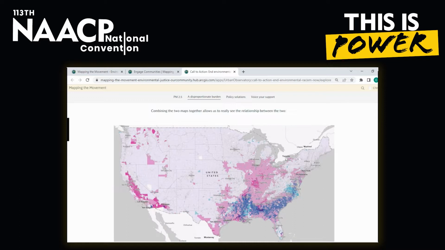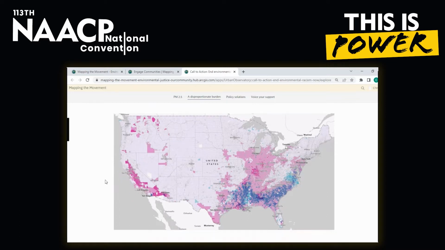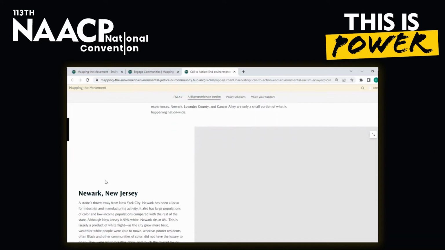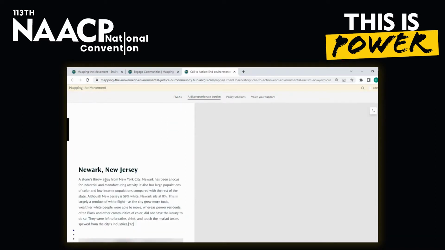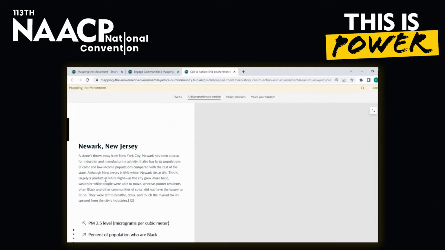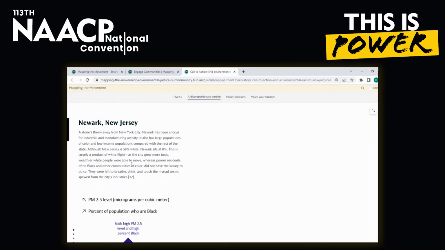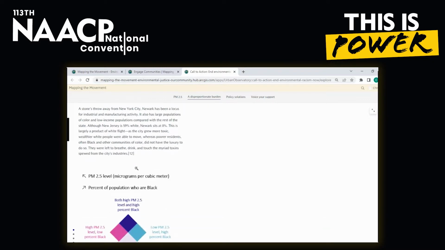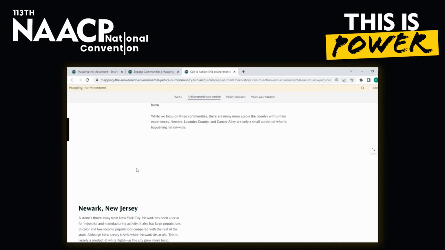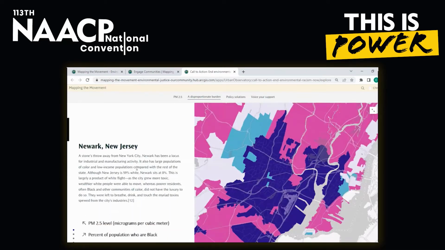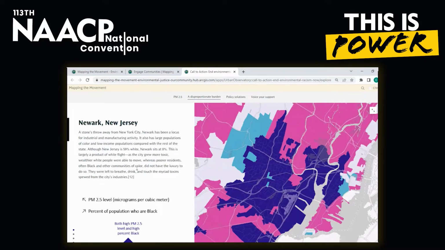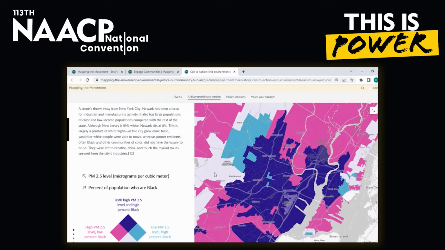Now let's zoom in and take a look at a single location like Newark, New Jersey. So Newark, New Jersey has been a locus for industrial and manufacturing activity. It also has large populations of people of color and low income populations compared with the rest of the state. This map on the right is showing the intersection of air pollution and demographics.